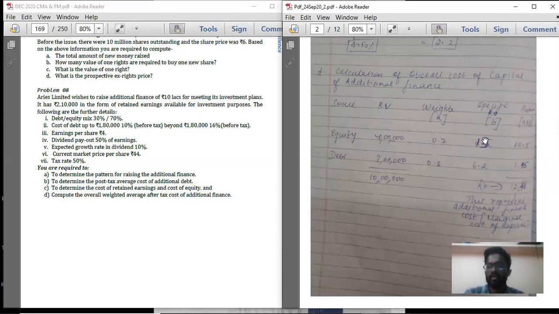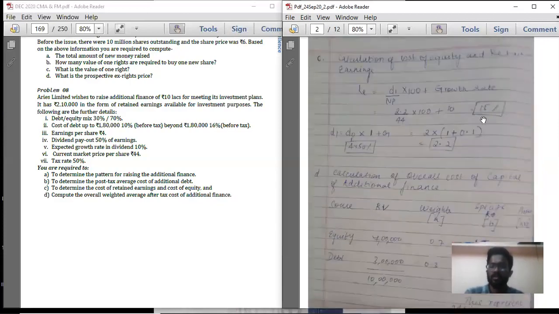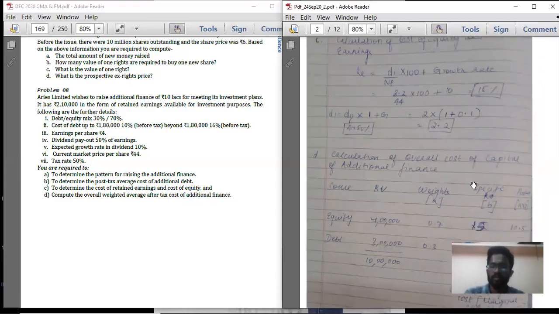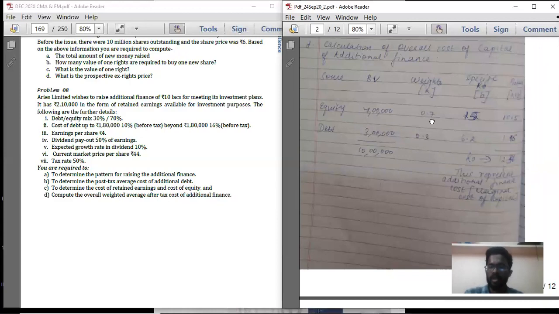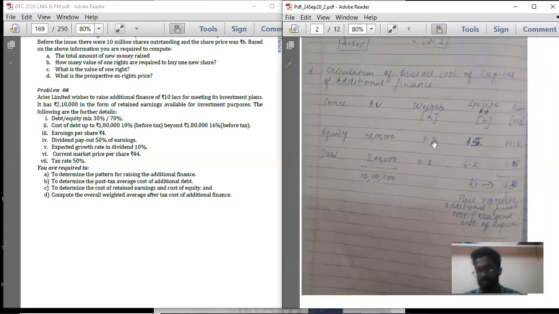So specific KO. In respect of the specific KO, record how much is the equity: 15%. And how much is the debt? Debt you have calculated 6.2. In respect of equity 15 and in respect of debt 6.2. So now multiply it. Weight into specific KO, you will get product. So 15 into 0.7, you are getting 10.5.